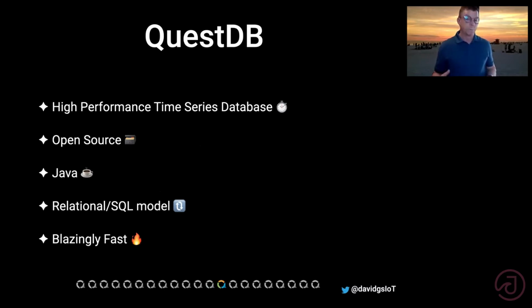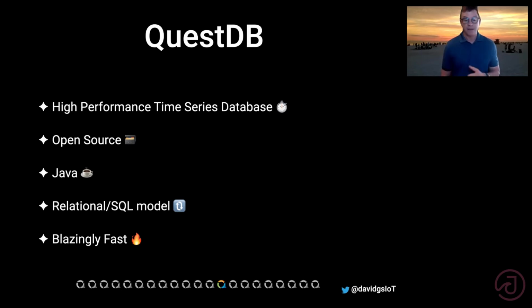So let's get to QuestDB, which is where I work. It is a very high performance time series database, and I'm gonna give you a demo of just how high performance it is. It's really sort of mind bending how fast it is. It's all open source. It's mostly written in Java, and it is a relational SQL model, so you can actually query it with standard SQL. So there's a much lower barrier to entry for a lot of folks because SQL's a known entity, right? Most database folks know SQL and can write it. And I can't emphasize how blazingly fast it is. And that's sort of the demo I'm going to show at the end, is really how fast it is.